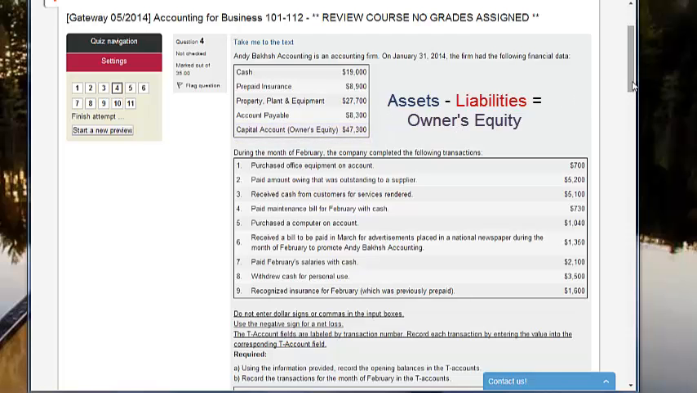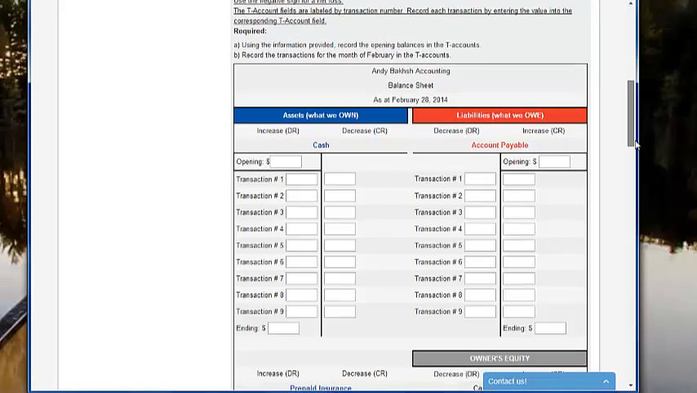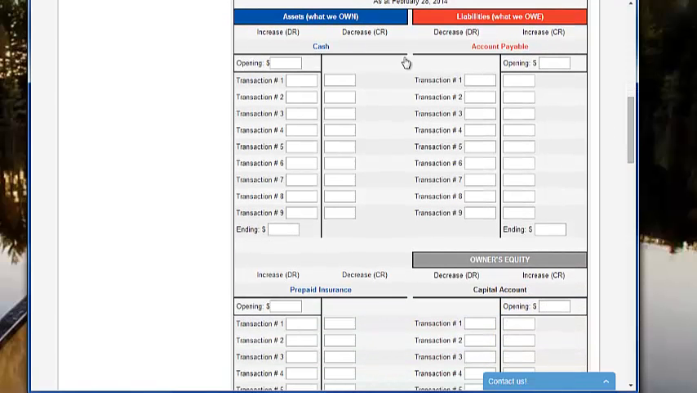So let's put in those beginning balances. First, for assets, increases or positive numbers are debits. So our opening balance of cash, $19,000, is put on the left side, or the debit side. Okay.